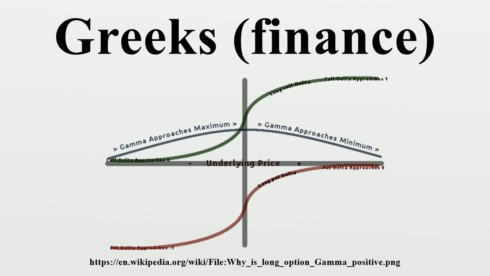Lambda, omega, or elasticity is the percentage change in option value per percentage change in the underlying price, a measure of leverage, sometimes called gearing.